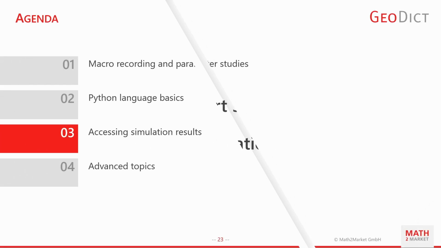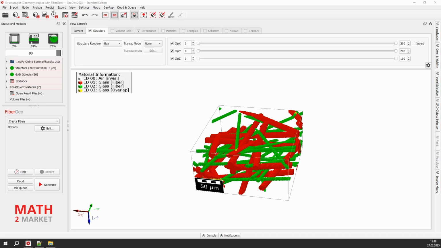Let's start with the last part. Now you can follow me again and we will run a simulation to access the results. And later I show you how to save nice images from a macro. A simulation would be the next step after generating structures, so we choose a flow simulation.